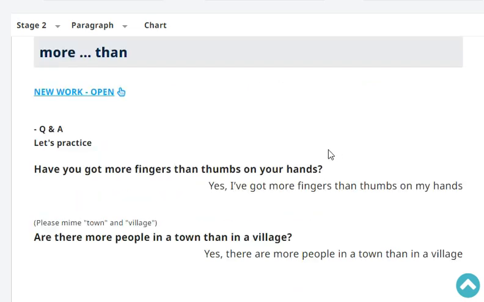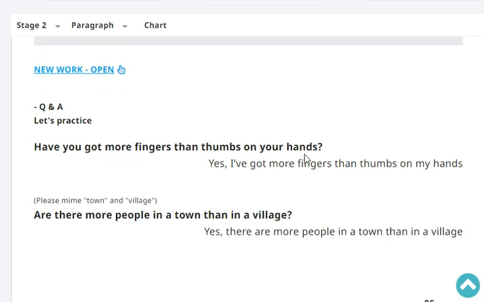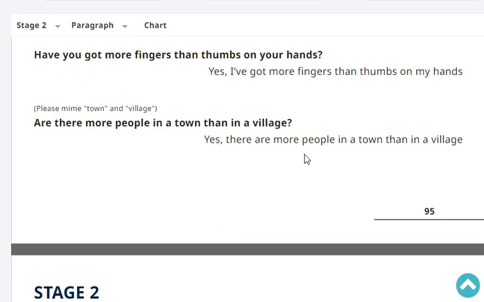Have you got more fingers than thumbs on your hands? Yes, I've got more fingers than thumbs on my hands. Very good.